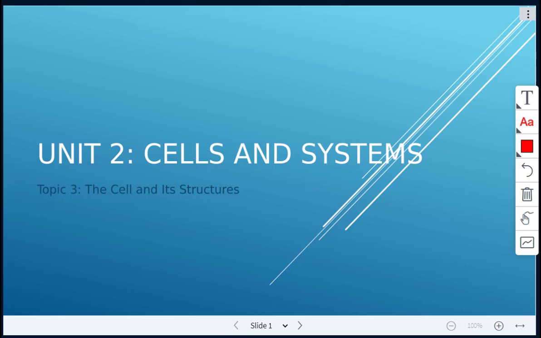Okay, so today's lesson in cells and systems is on the cell and its structures. We'll talk about the animal cell, plant cell, and we are going to focus on all the organelles and the functions of those organelles.